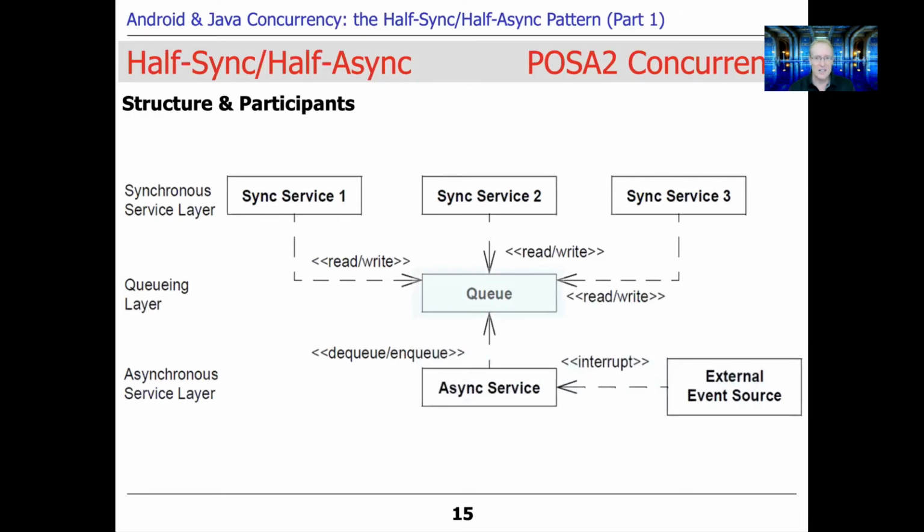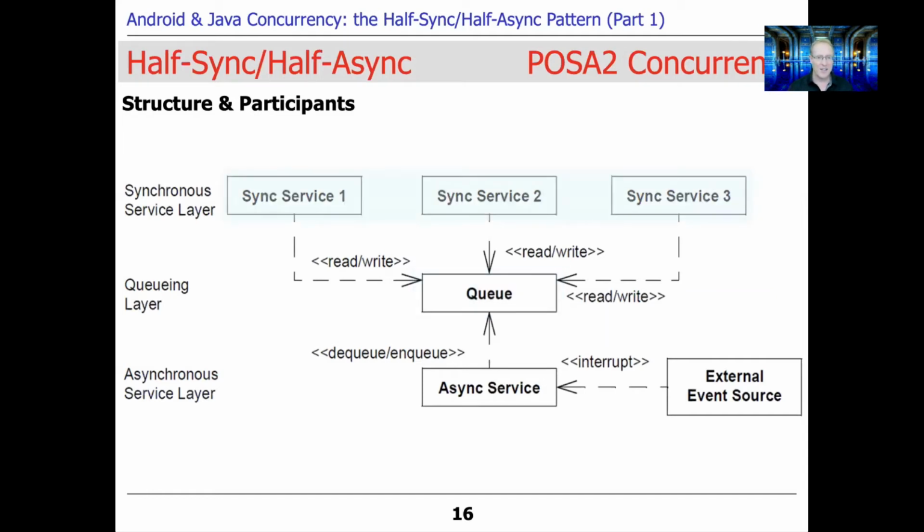Between the async layer and the sync layer is the queuing layer, and that's where you put requests that are going to be taking longer to process than can be handled in the non-blocking async layer. And in the context of Android, that would be some kind of blocking queue.